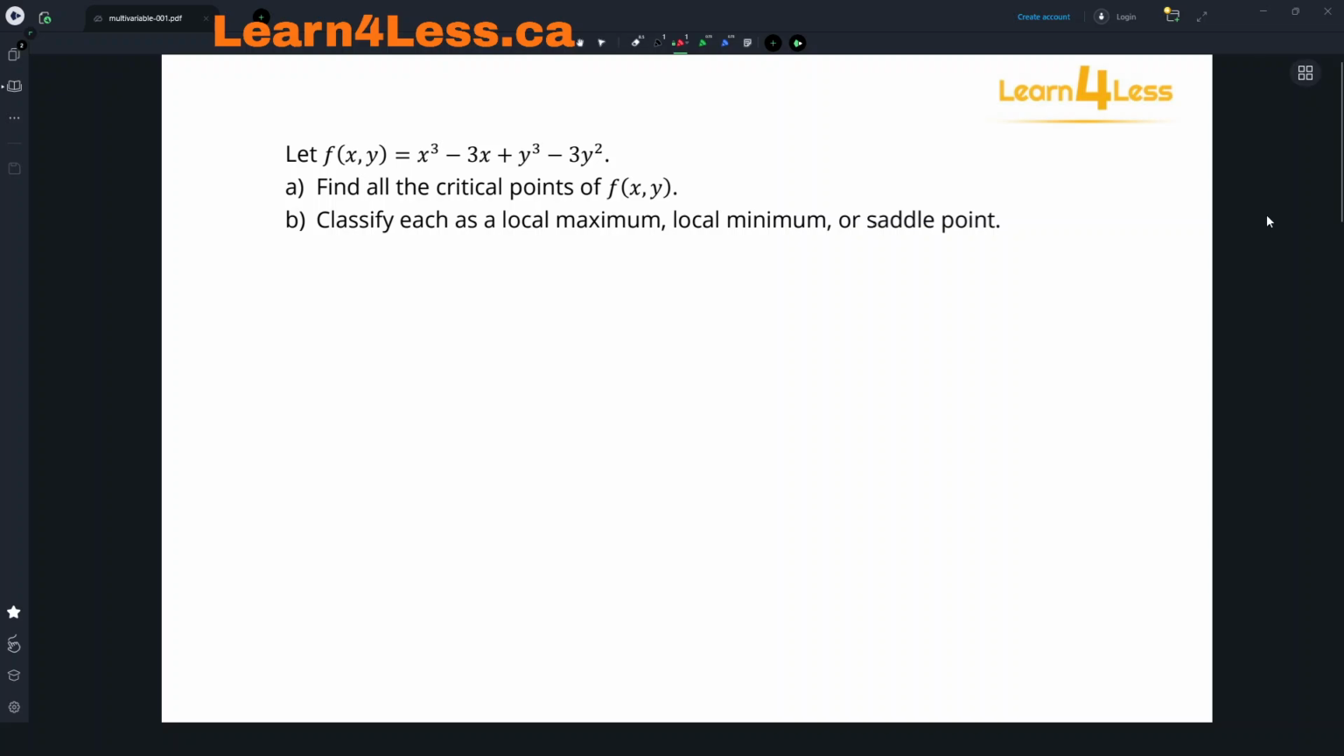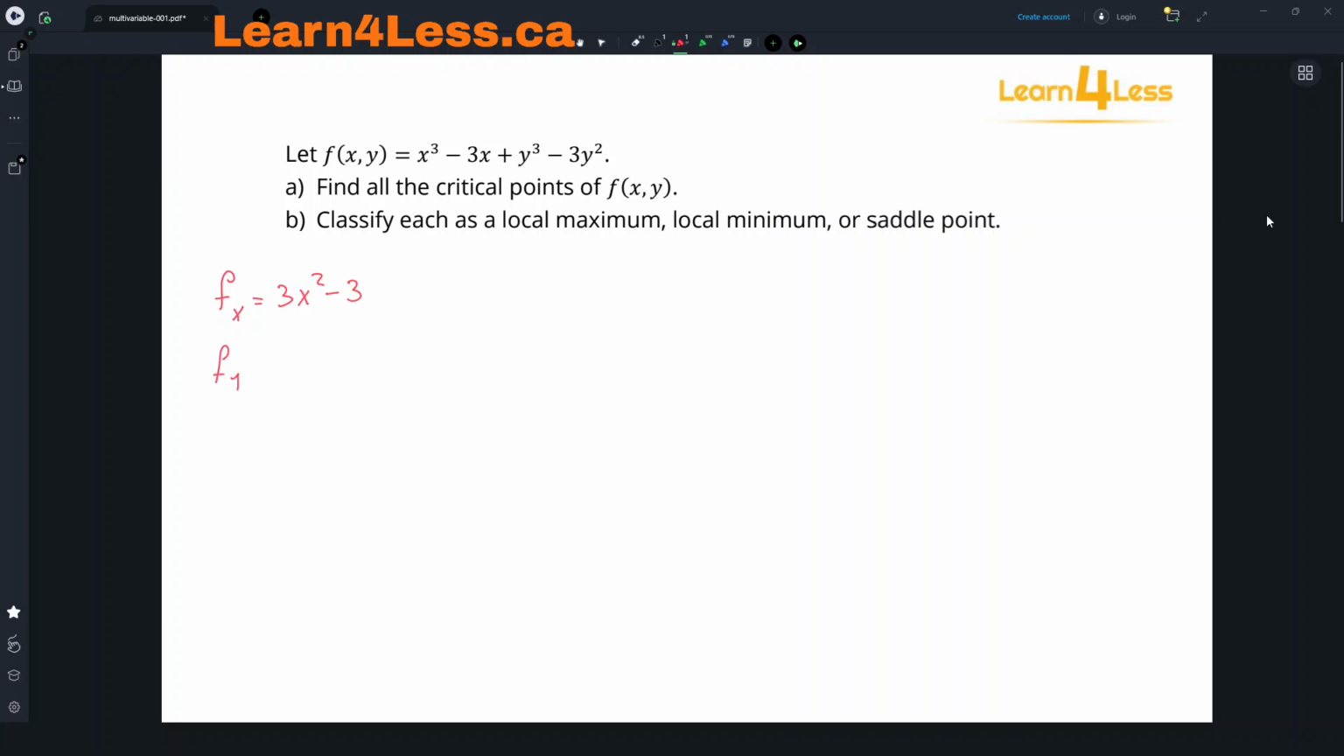And because we have a multivariable function, we have partial derivatives. We take the derivative of the function with respect to x first. We have 3x squared minus 3. So basically we treat y as a constant. So the derivative of that would be just 0. So I don't write anything here.